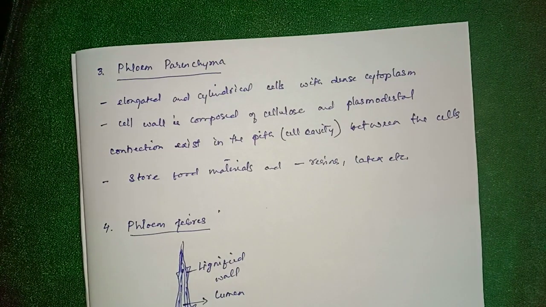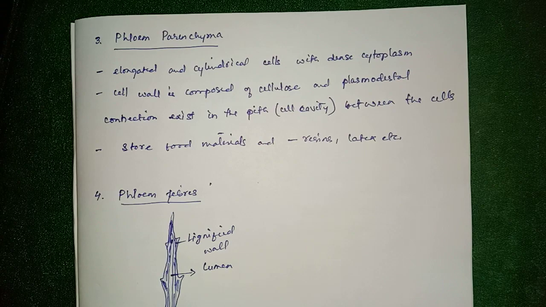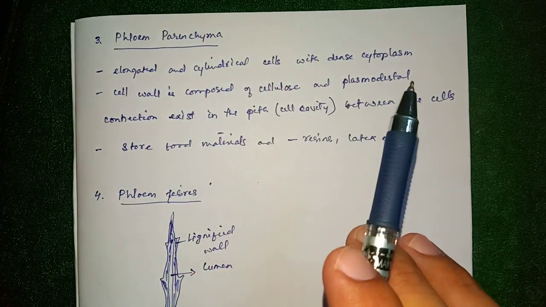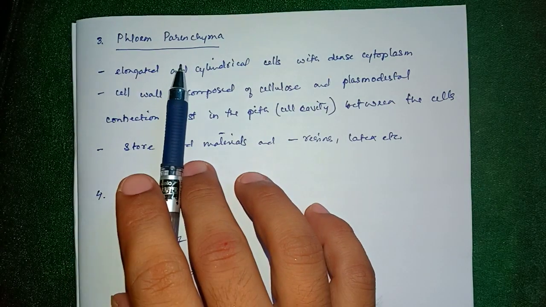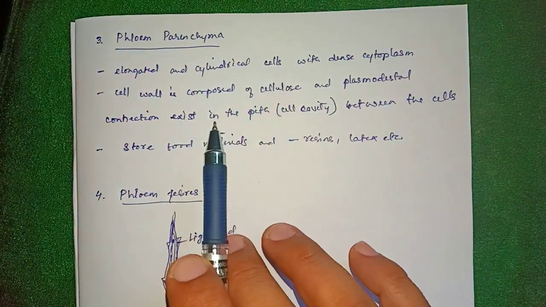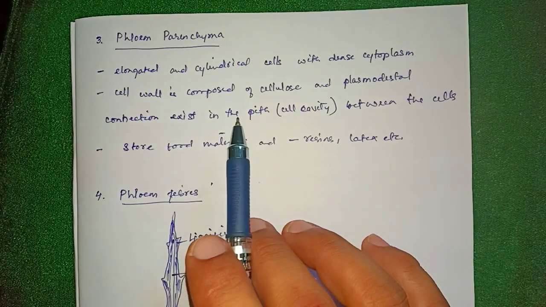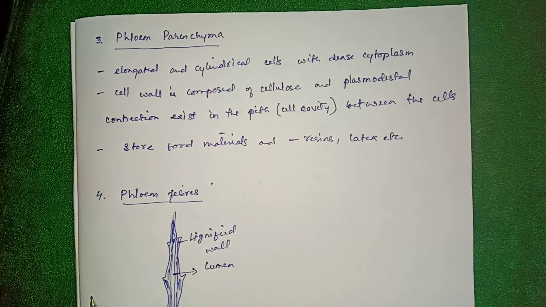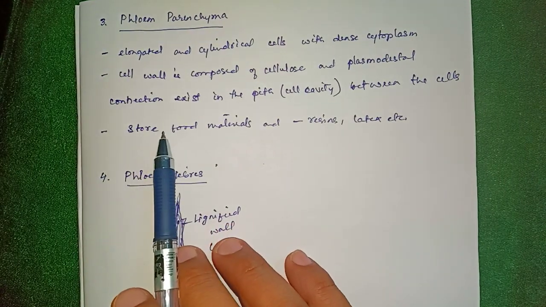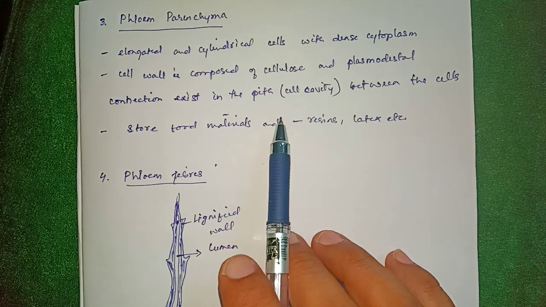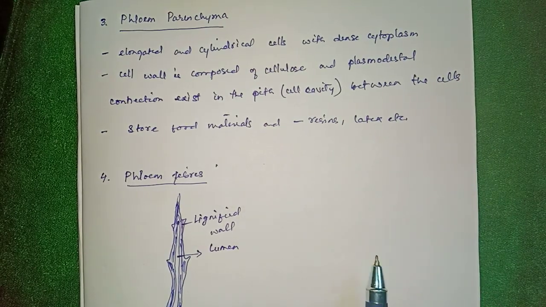The next one is the phloem parenchyma. Phloem parenchyma are elongated and cylindrical cells with dense cytoplasm. The cell walls of this phloem parenchyma are composed mostly of cellulose, and plasmodesmatal connections are found in the pit, that is in the cell cavity, through which cell-to-cell connection takes place. The phloem parenchyma mostly function as storage of food materials and substances like resins, latex, etc.